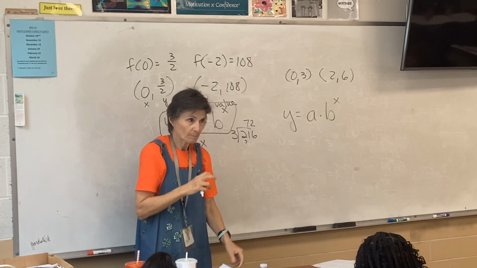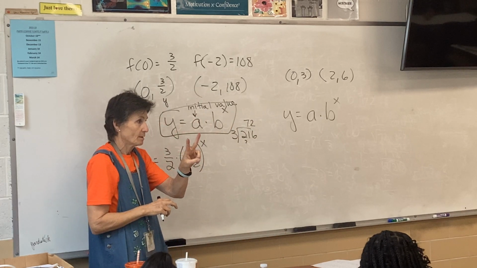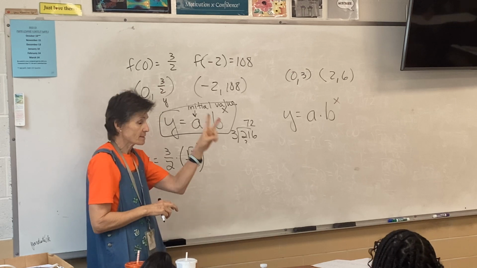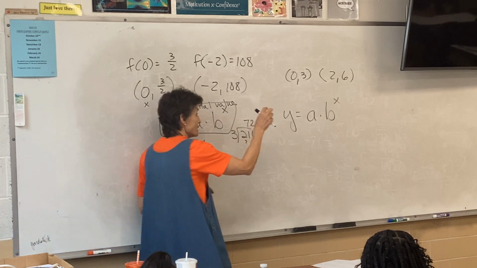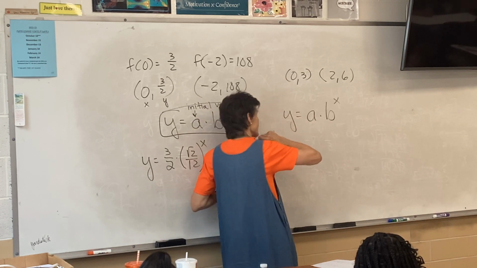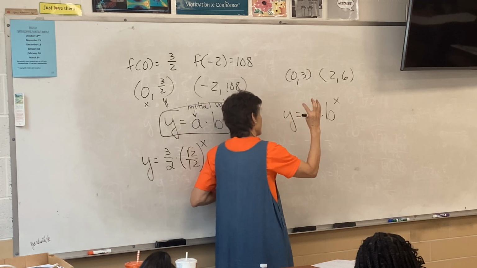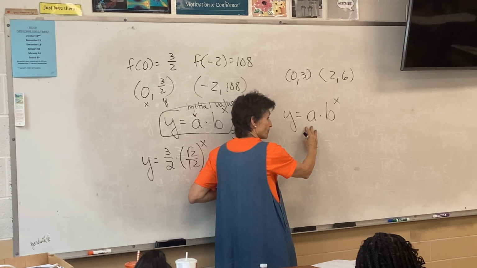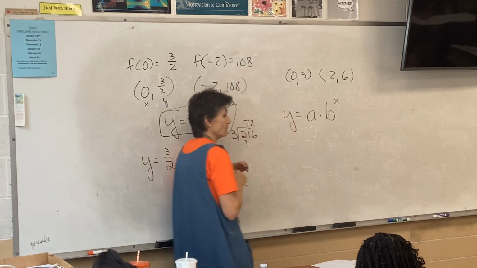In this chapter, we're gonna write two kinds of equations. We're gonna write exponentials and logistics. And this is the format for our exponential. So when it says write an exponential function, this is your starting point. All right, now what? Where do we go?